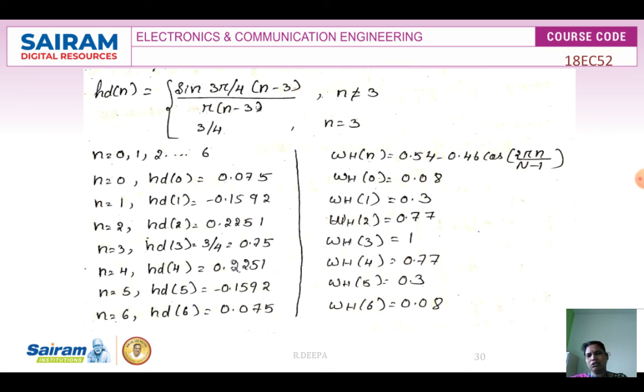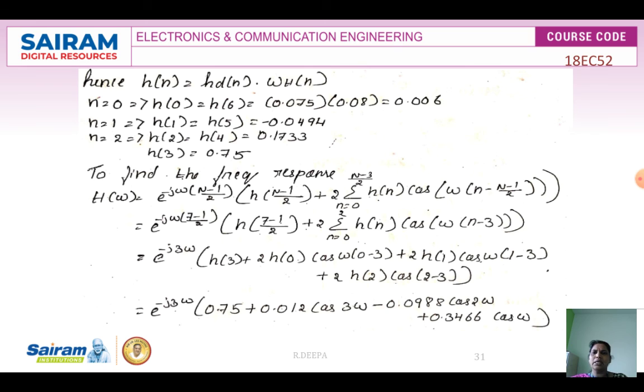Then you list out, in the form of a table, hd of n for different values of n from 0 to 6, and in parallel you can have the Hamming window values. Then you multiply both to get h of n. To obtain the frequency response, we already discussed the formula for odd n. So use this particular formula and substitute h of n to get the magnitude frequency response of the FIR filter.